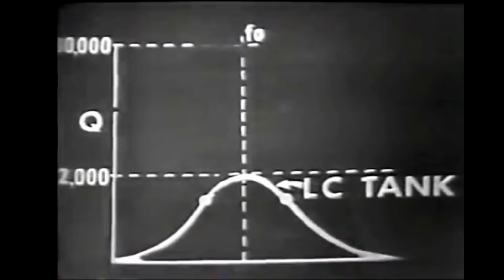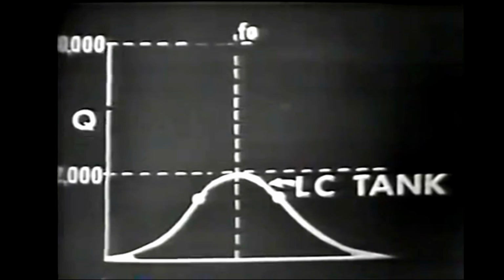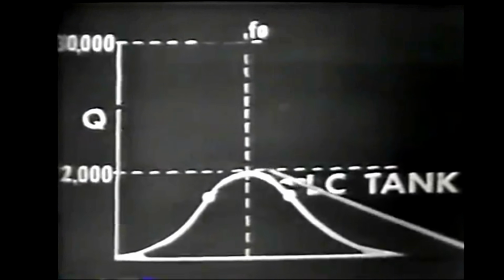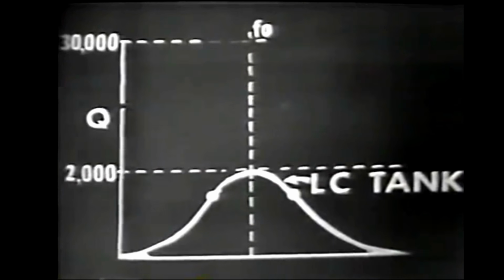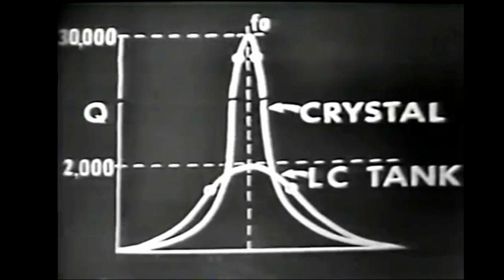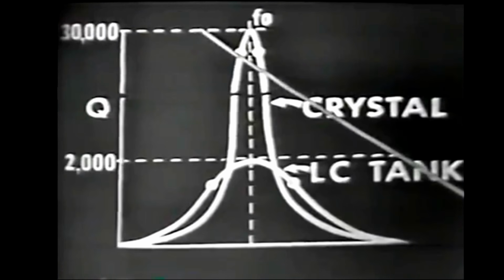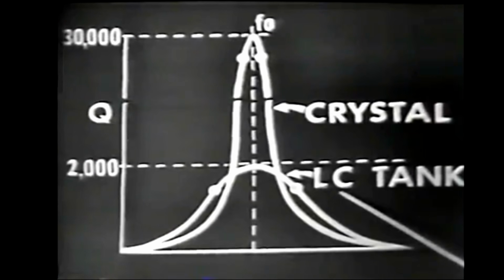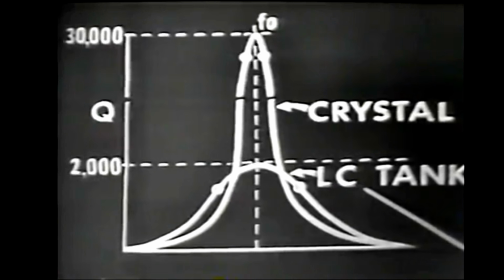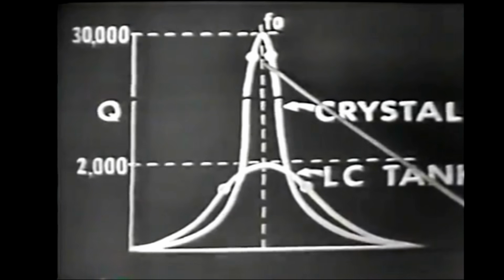Let's take a look at the comparison between the Q of a crystal and an ordinary LC tank circuit. The Q of an LC tank circuit is seldom greater than 2,000, whereas the Q of the crystal is sometimes as great as 30,000. Comparing these two, you can see that the Q of the crystal would be many times greater than that of the LC tank circuit. Now, because of the high Q, this would mean that the crystal would have better frequency stability.